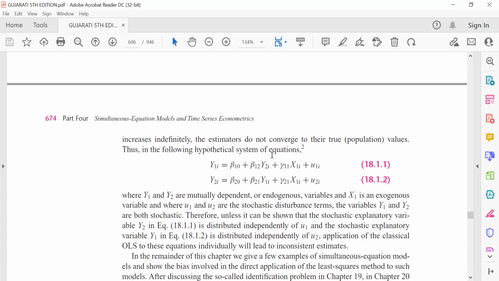Okay, and now we have x1. X1 is only an independent variable in equation 18.11 and equation 18.12. So we call x1 an exogenous variable. Okay, so now you can differentiate two types of variables: endogenous variables and exogenous variables.